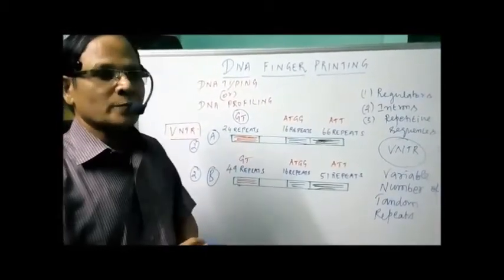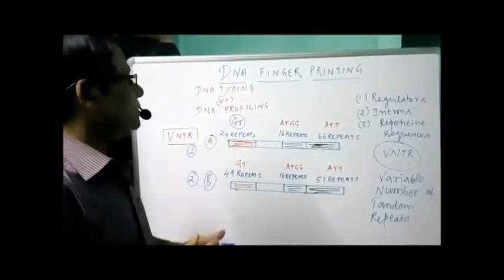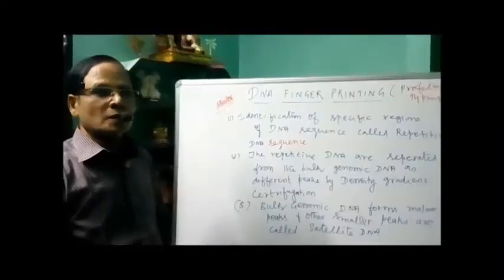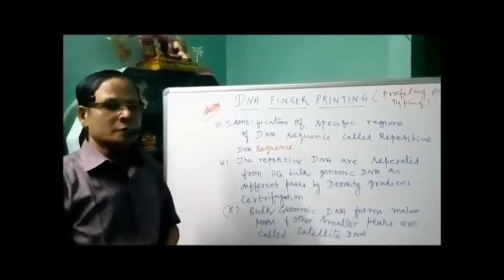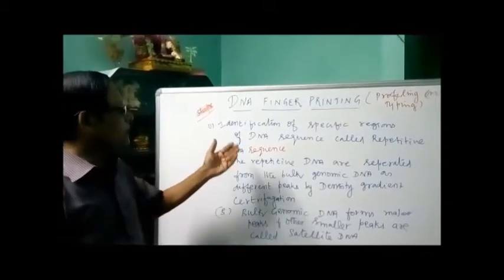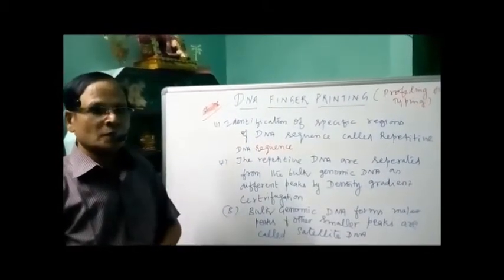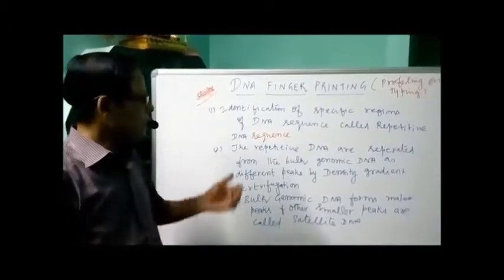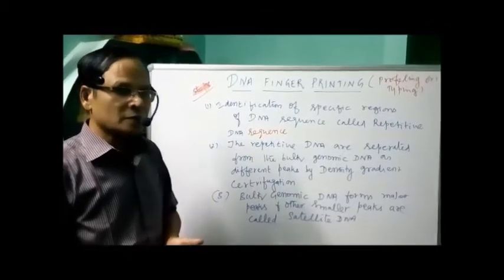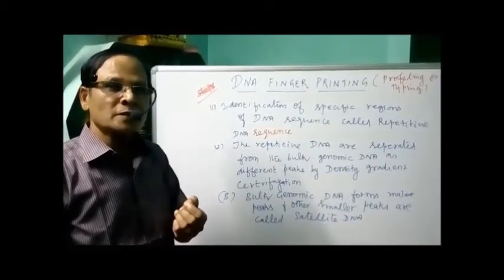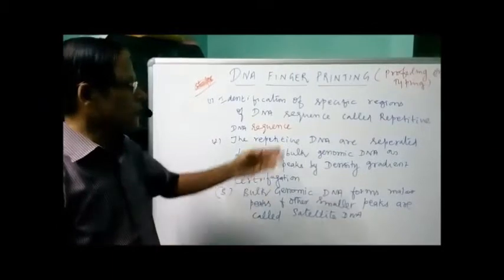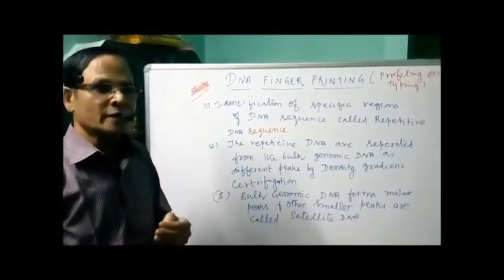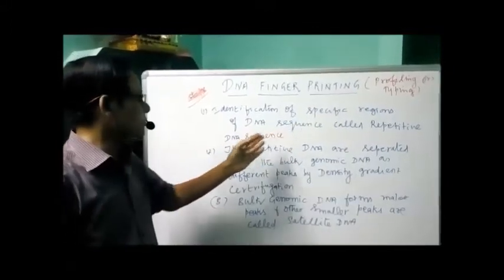Now we have to go for the mechanism, that is what is called DNA fingerprinting. DNA fingerprinting involves the identification of specific regions of DNA sequence. Such sequences are called repetitive DNA sequences because a small stretch of DNA is being repeated many times, what I told you already, the VNTR. So a small stretch of DNA being repeated many times is called repetitive DNA sequence.